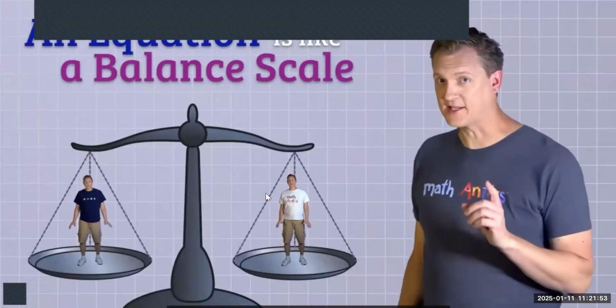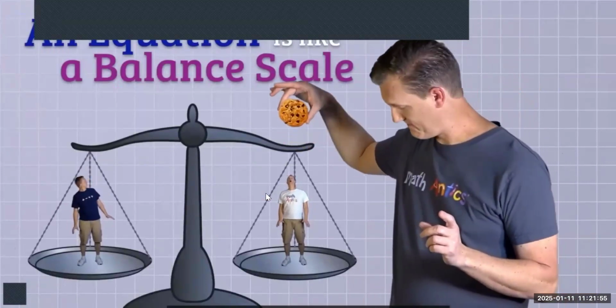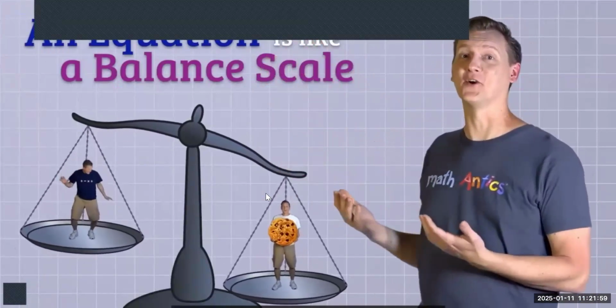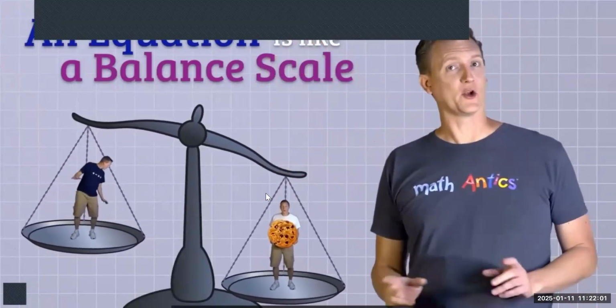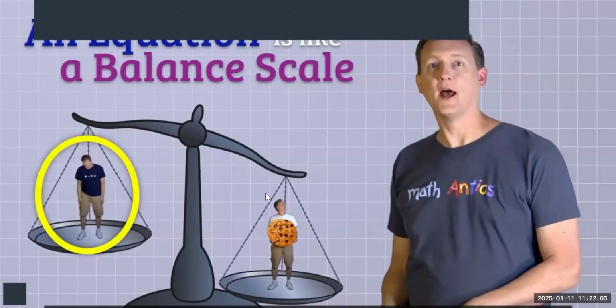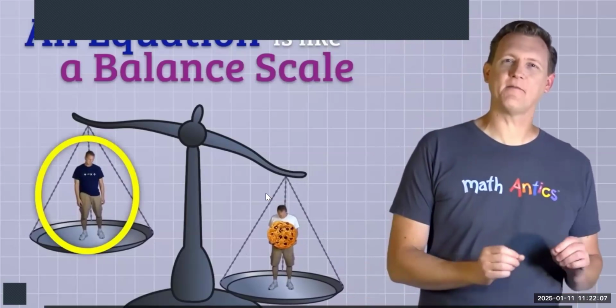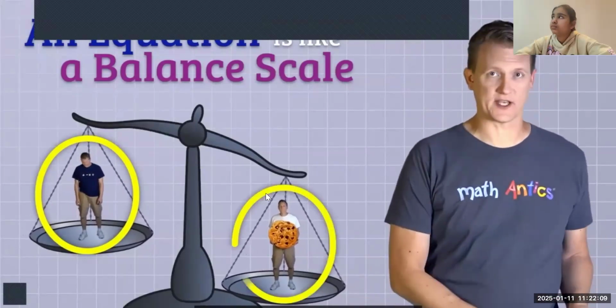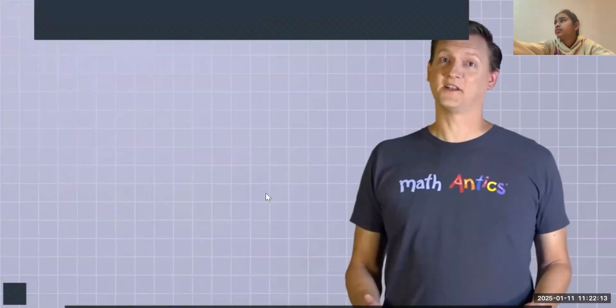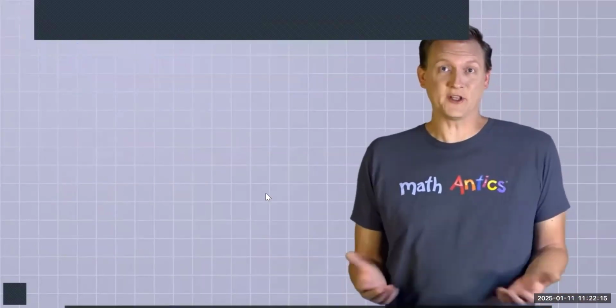But if we add some weight to just one side, then the scale will tip. The two sides are no longer in balance. An equation is like that. Whatever is on one side of the equal sign must have exactly the same value as whatever's on the other side. Otherwise, the equation would not be true. Of course, that doesn't mean that the two sides have to look the same.